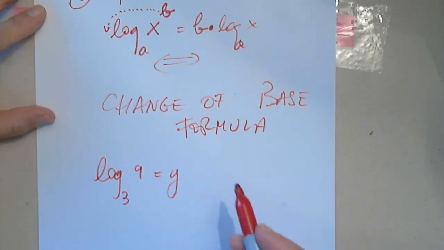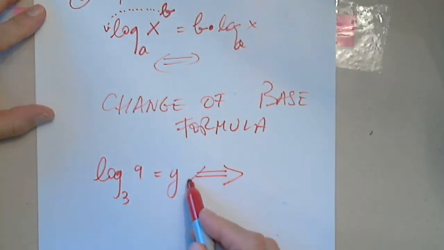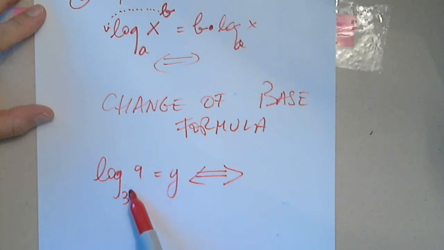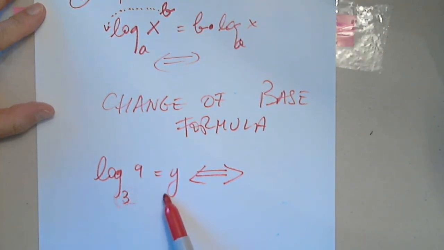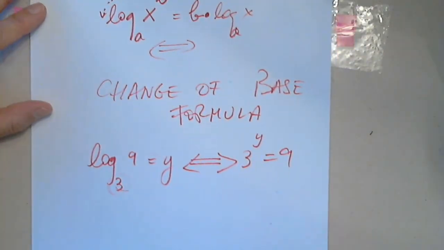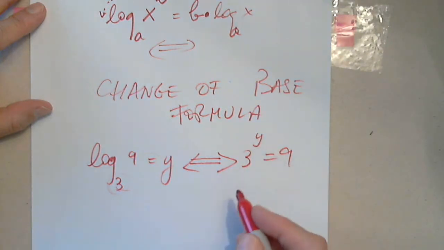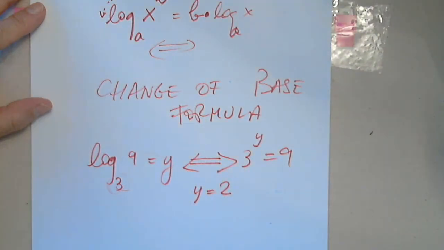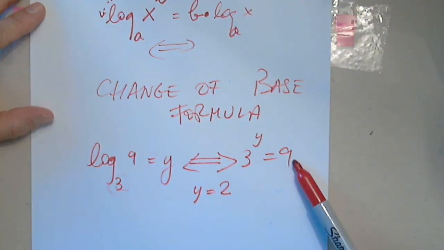I don't have a problem with this because I know I can change it into an exponential equation. Always remember, the base raised to this number equals this. And there is no problem. I know the number. It must be 2. How come? Because only 3 squared is 9.